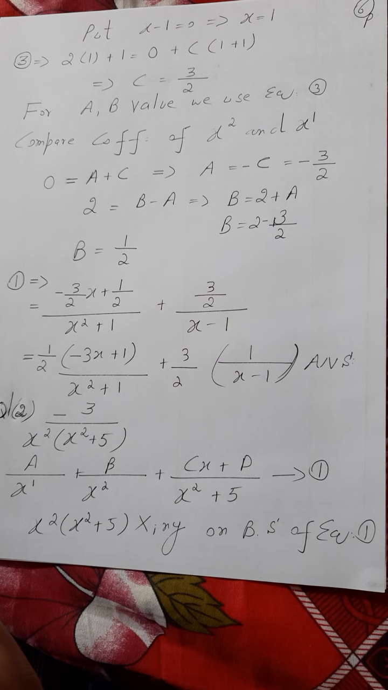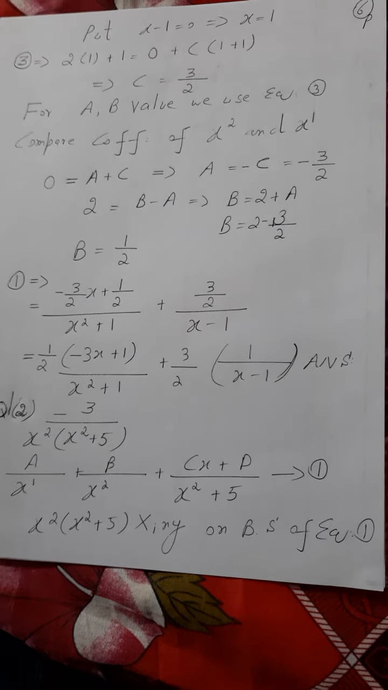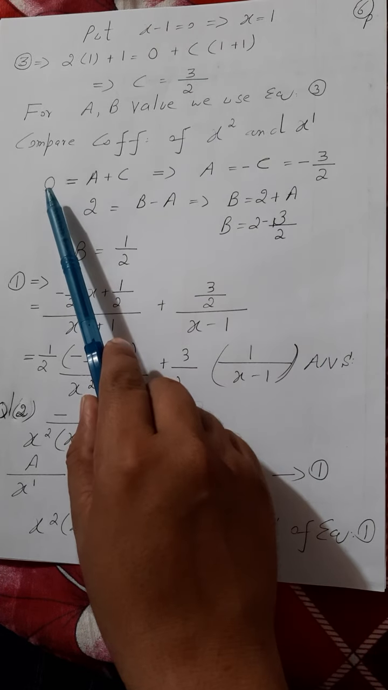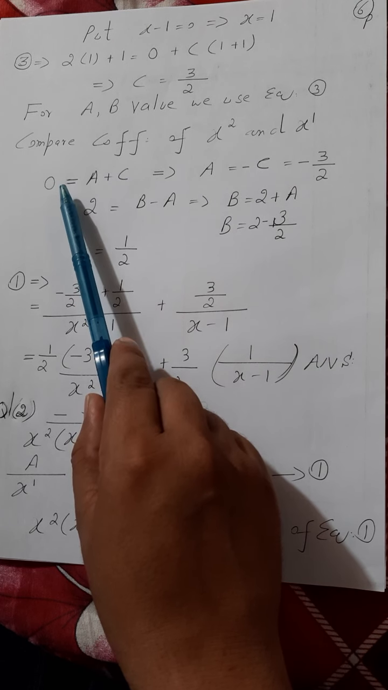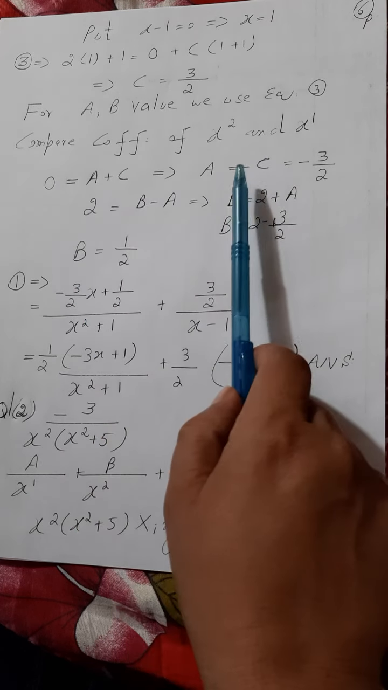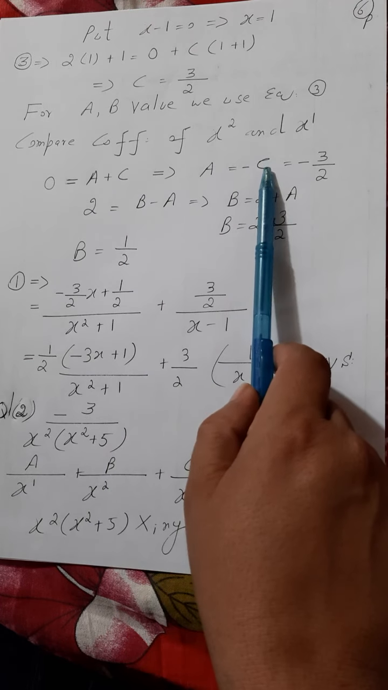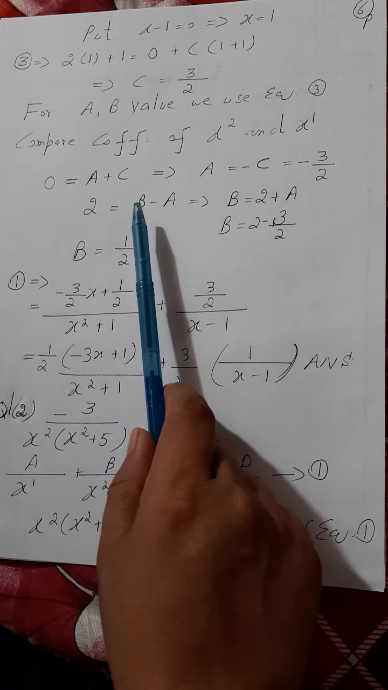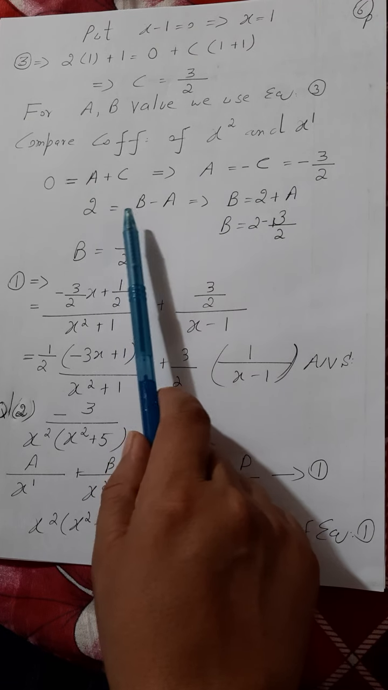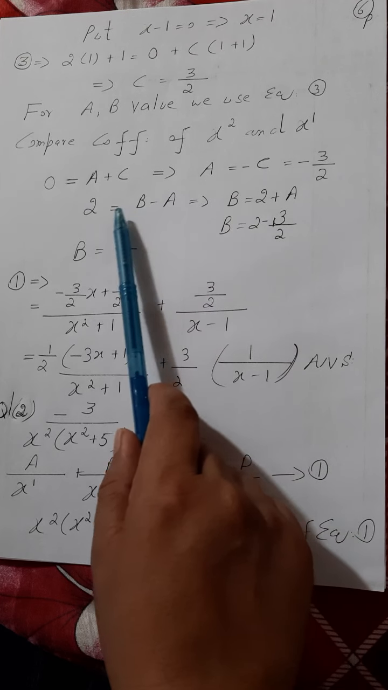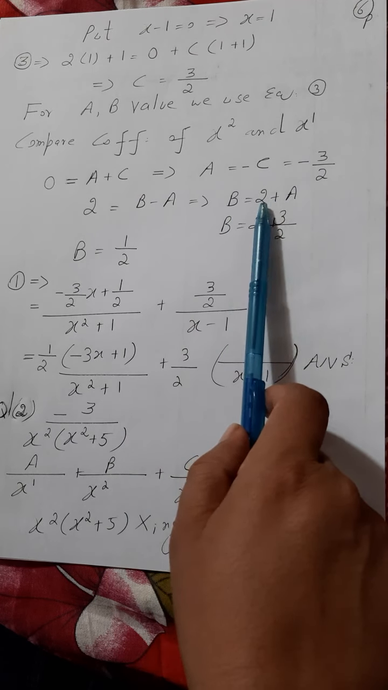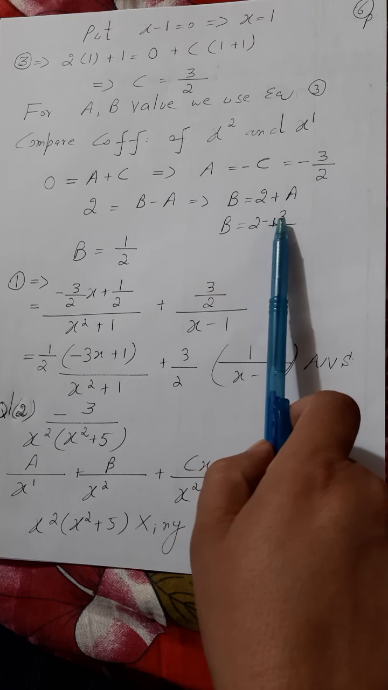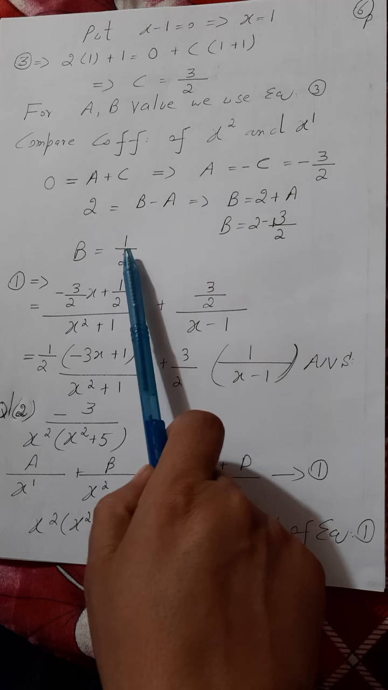For the values of a and b we use equation number 3 and compare the coefficient of x square. On the left, the x square coefficient is 0; on the right it is a plus c, so a is equal to minus c, and c is 3 by 2, so this is minus 3 by 2. The coefficient of x is b minus a, so b is equal to 2 plus a, but a in this case is minus 3 by 2, so 2 twos are 4, 4 minus 3, this is 1 by 2, so b value is 1 by 2.